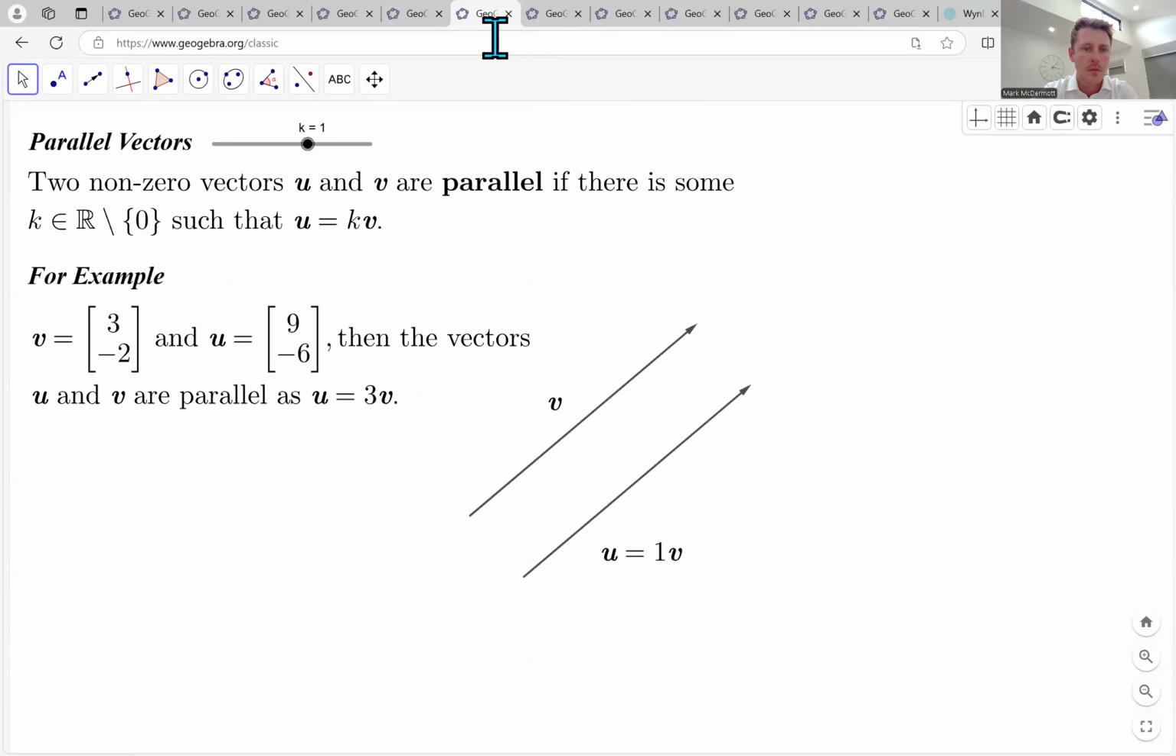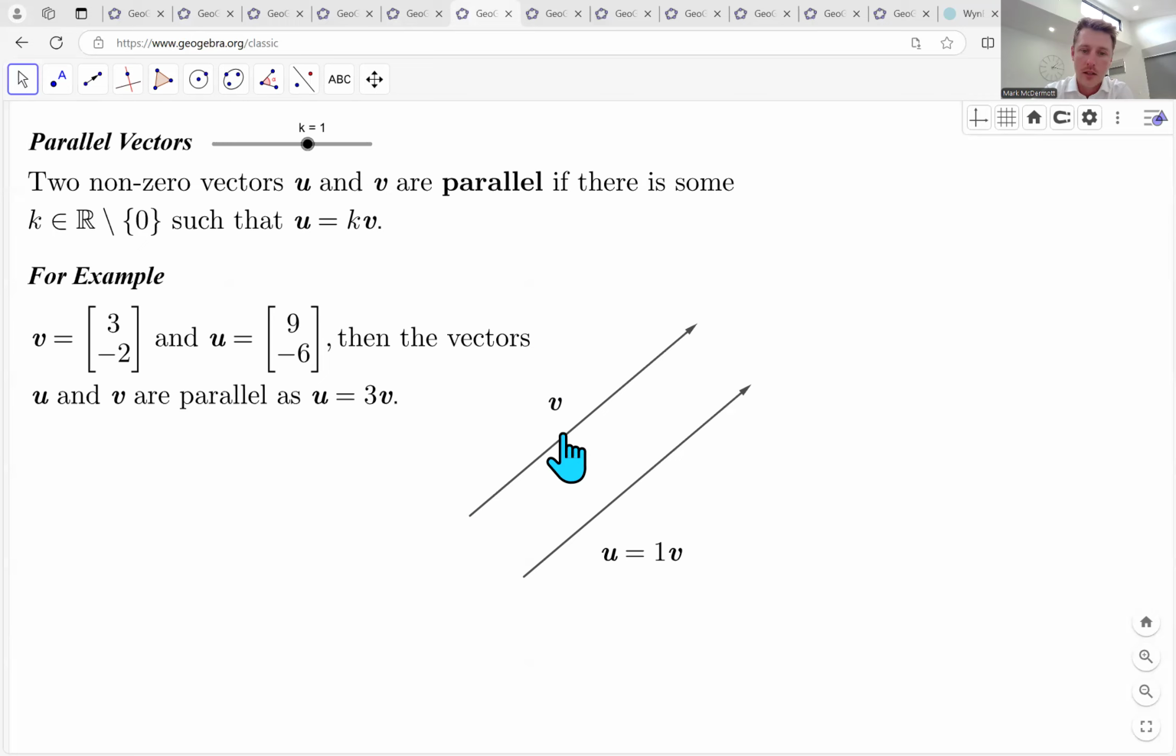Okay, parallel vectors. Just recapping the idea of parallel, hopefully you're aware, two things never touch, like train tracks, right? So two non-zero vectors u and v are parallel if there's some real number k that's not 0, such that u equals kv. Yeah, so what that means is they're going to be parallel if one vector is a scalar multiple of the other, right?